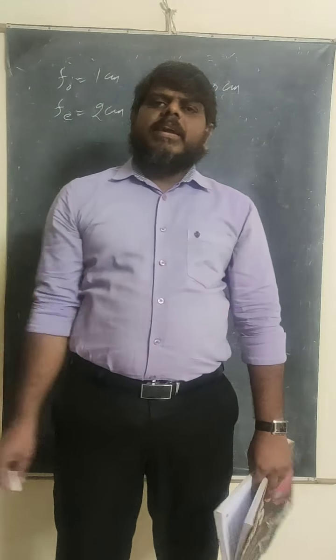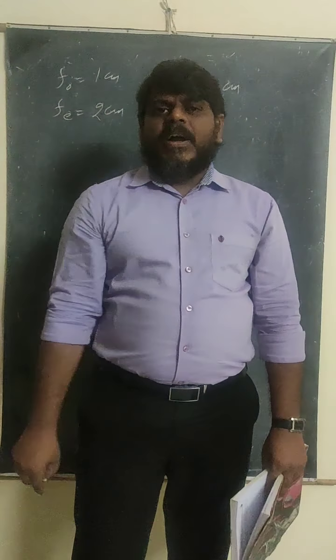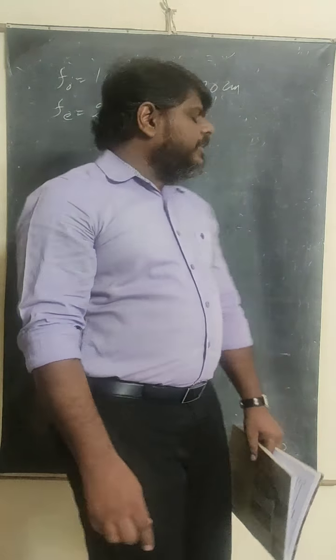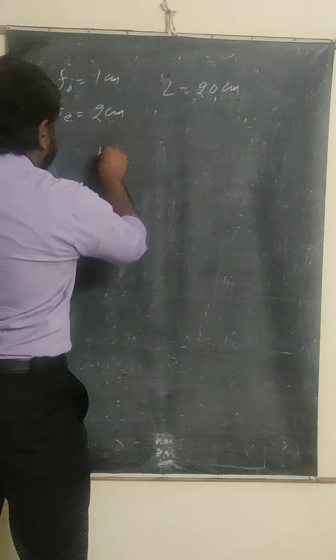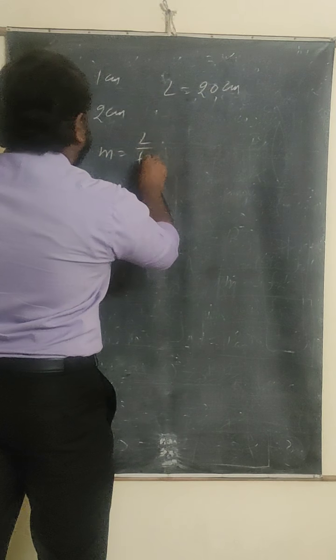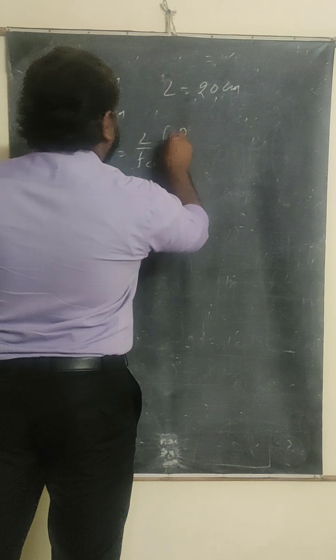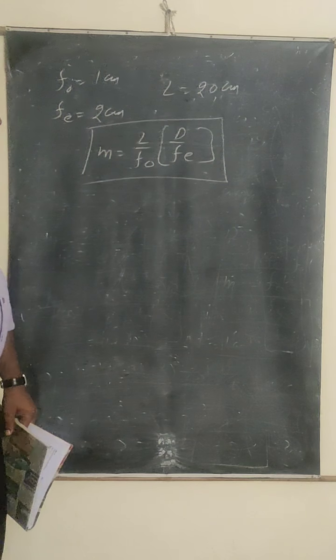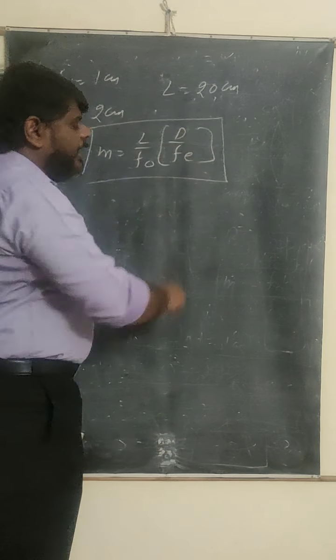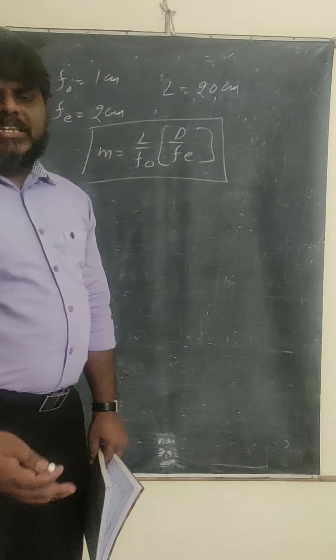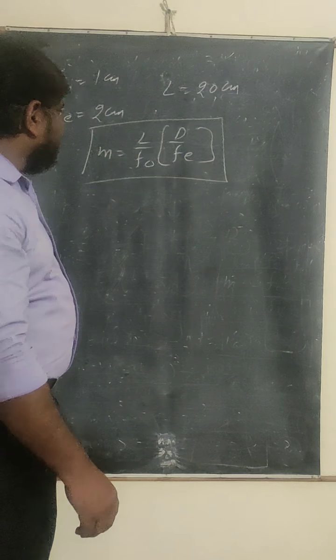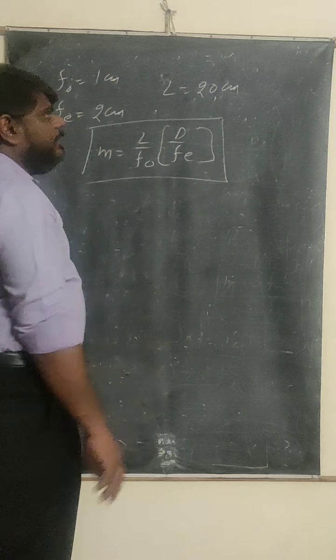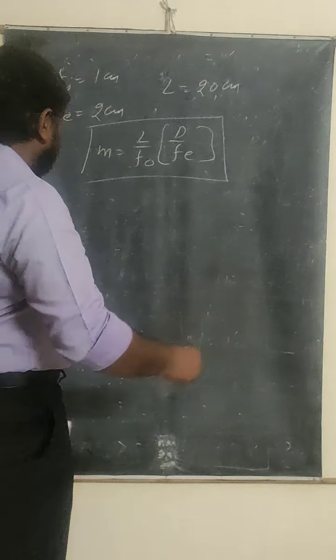In the problem, V naught and U naught are not given to us. L and F naught are given. So directly, what formula can you use? You can use the formula M is equal to L by F naught into D by Fe. This is the formula we are going to use, because at the far point adjustment, or the normal adjustment, we take this. All the values are there with you, and what D value do you have to take? 25 centimeters.